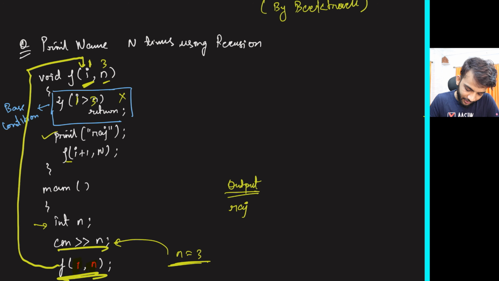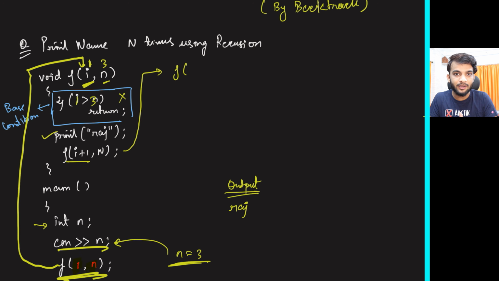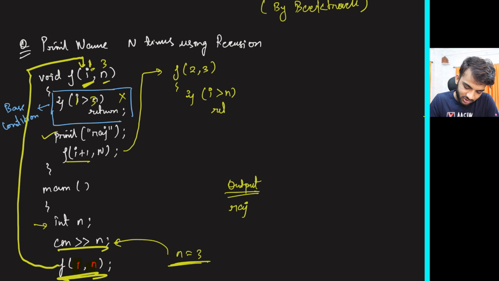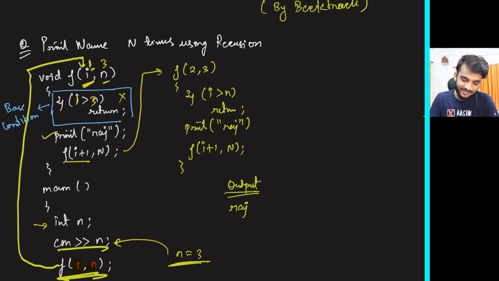Next, you're saying function of I plus 1. So this guy calls a function with I plus 1. I was 1 over here. I gets incremented by 1 and calls the function with 2, and n is still 3. And over here, you write the same line of code, I greater than n, because it's the same function which is being called. So in memory, it's the same one: print Raj, and then f of I plus 1 comma n.